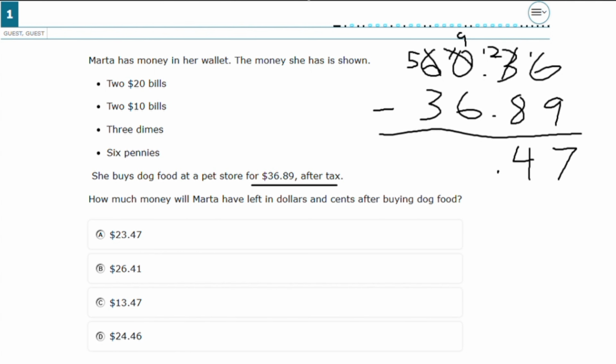All right, now we have 9 minus 6. We can do that. 9 minus 6 is 3. 5 minus 3 is 2. So what do we have? How much money do we have left after we finish subtracting? We have $23.47. Therefore, A is the correct answer.